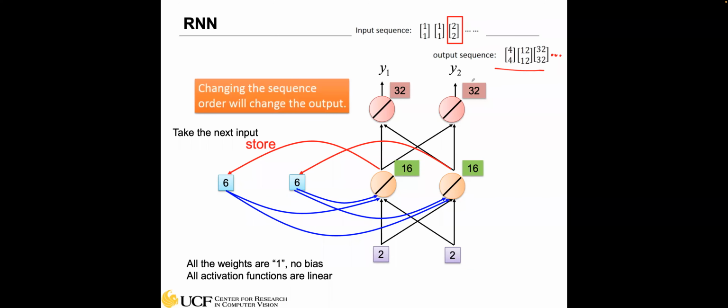So if we have more, then we have more sequence output. If we change the sequence order, so if we change these input values, maybe 2 and 2 become the first, then the output will be different. This is obvious, and also because the memory stored will be different. So we'll change the output.